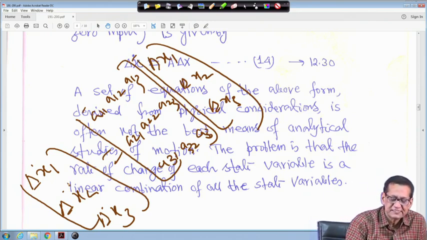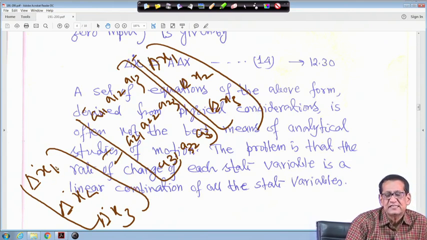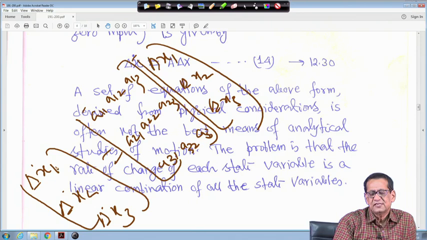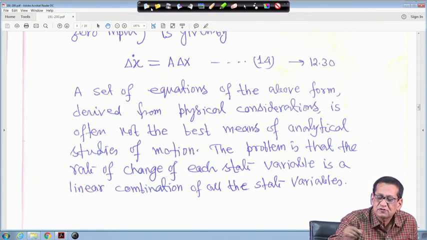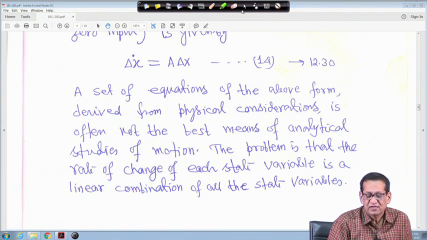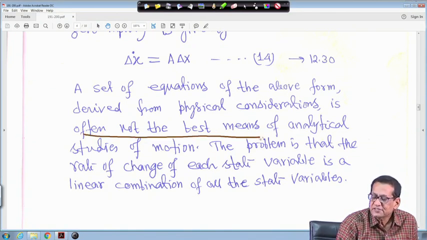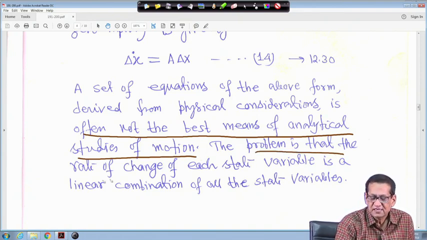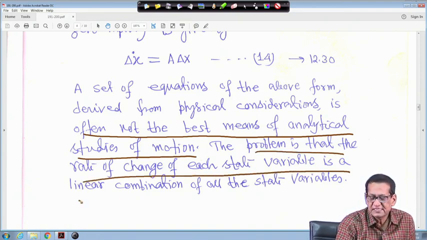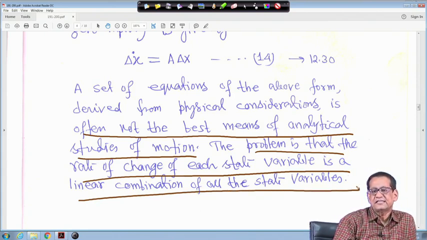That means these state variables, for example, this left hand side, delta x1 dot, is also related, apart from delta x1, to delta x2 and delta x3. So, that is why it is often not the best means of analytical studies of motion. The problem is that the rate of change of each state variable is a linear combination of the state variables, that is delta x1 dot, delta x2 dot, like this.